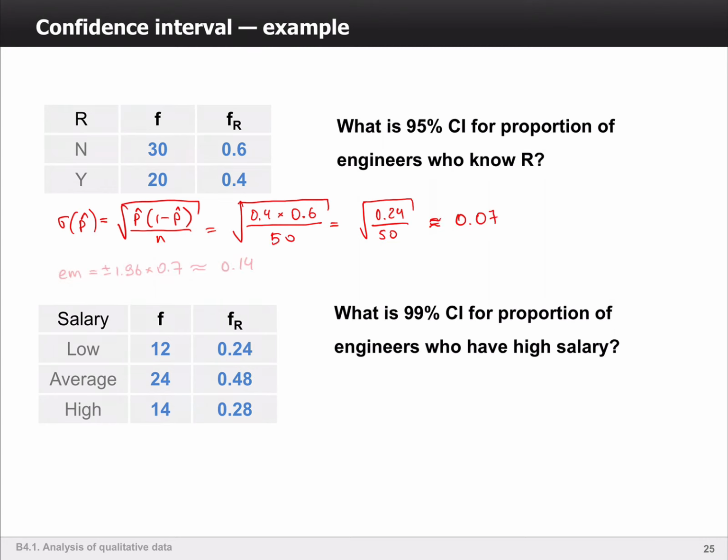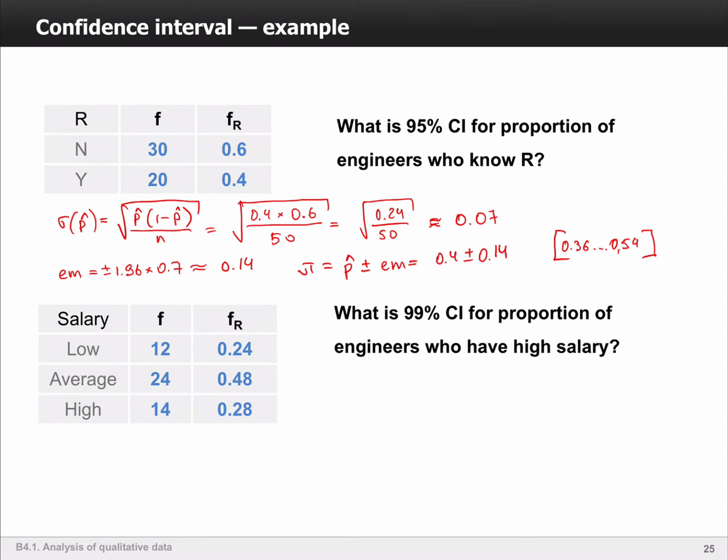Then we know that for 95% we need to take 1.96 of this. So the error margin for our proportion will be plus minus 1.96 times the standard error, which gives us 0.4 plus minus 0.14. So the 95% confidence interval is the following: it will be 0.36 and then 0.54. Okay. So the true proportion for engineers who know R is between 36 and 54%. So we have a hope that at least half of engineers in Denmark know R.